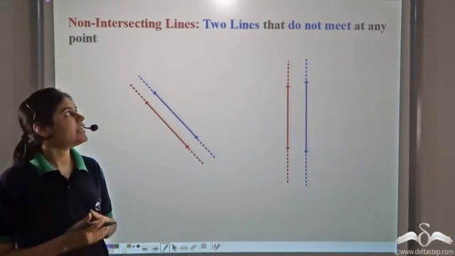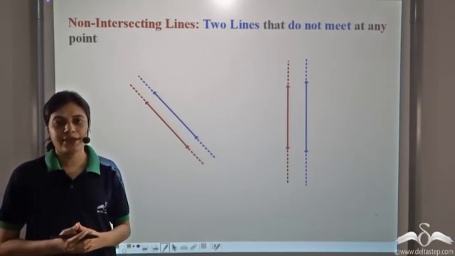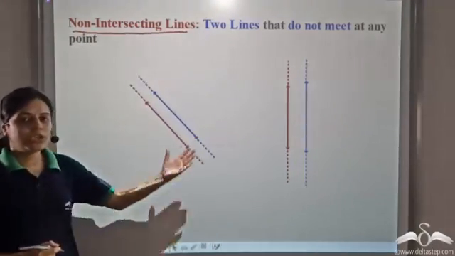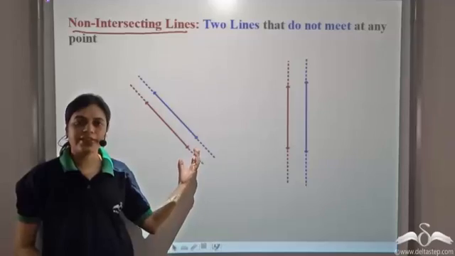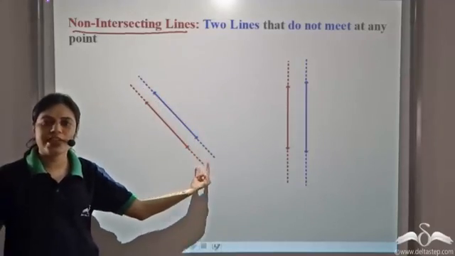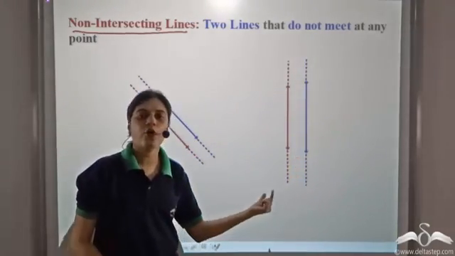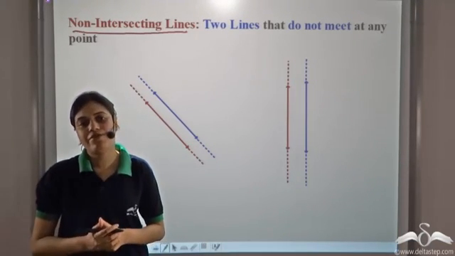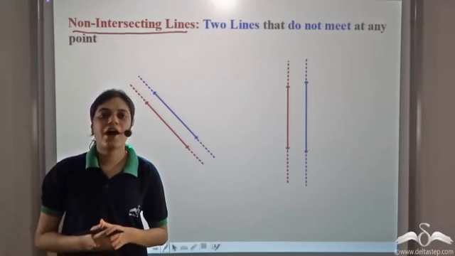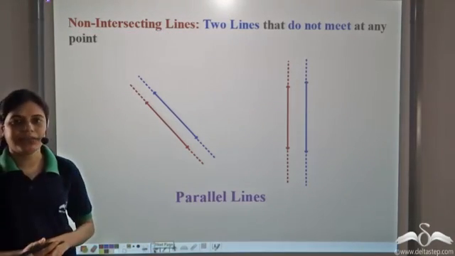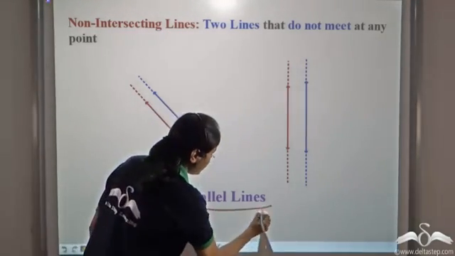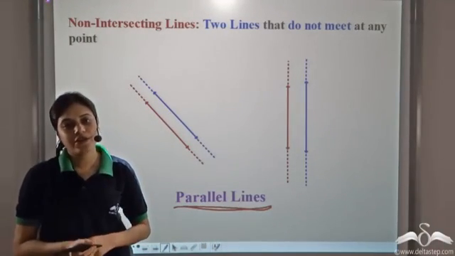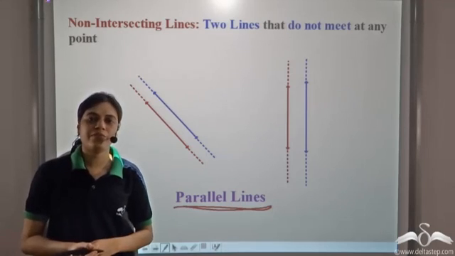We have learned that two lines that do not meet at any point are called non-intersecting lines. So these are non-intersecting lines. These two are non-intersecting and these two are non-intersecting. No matter how much you extend them, they will never meet. Such lines are also called parallel lines. So parallel lines are the lines which never meet. No matter how much you extend them, they will never meet.